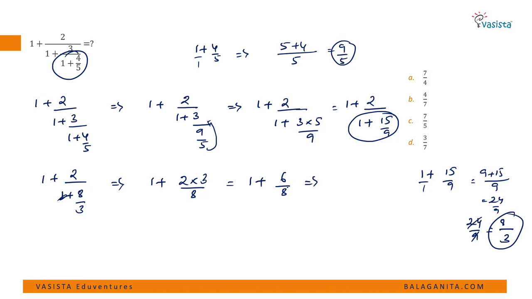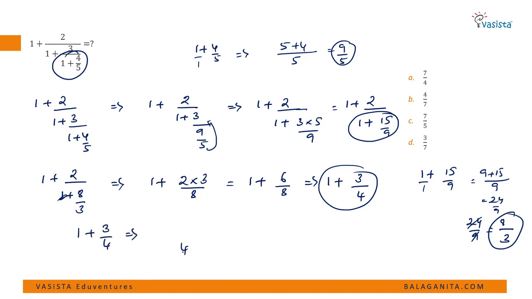So I can simplify here because both numbers are divisible by 2. This will become 1 plus 2 3s are 3 as well as 2 4s are 8. This is going to be the final one. Now we have to solve this. This is going to be 1 plus 3 by 4.